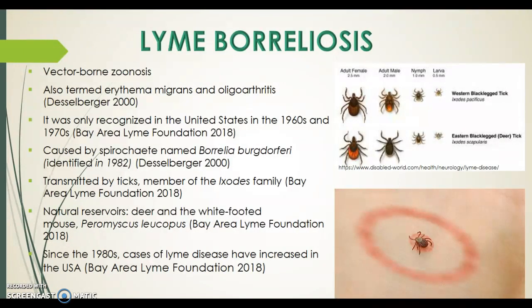The third disease is Lyme borreliosis. So it's a vector-borne disease that's also termed erythema migrans and oligoarthritis. It was only recognized in the United States in the 1960s and 1970s. It is caused by a spirochete named Borrelia burgdorferi, identified in 1982. It's transmitted by ticks, members of the Ixodes family, and the natural reservoirs are deer and the white-footed mouse, Peromyscus leucopus. Since the 1980s, cases of Lyme disease have increased in the USA, so it's become a case of public concern in the country.